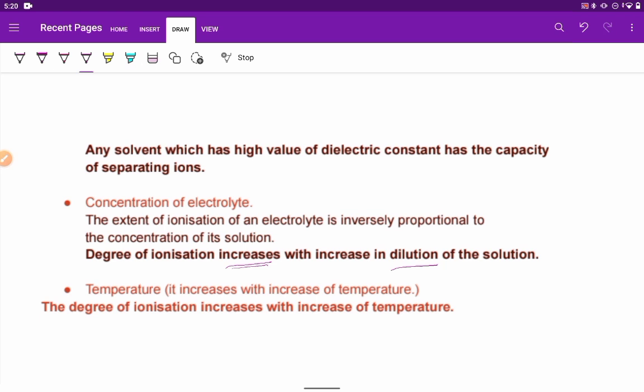Temperature also plays an important role. The degree of ionization increases with increase of temperature. This is due to the fact that at higher temperature molecular speed is increased, which overcomes the forces of attraction between the ions. So the degree of ionization increases with the increase of temperature.